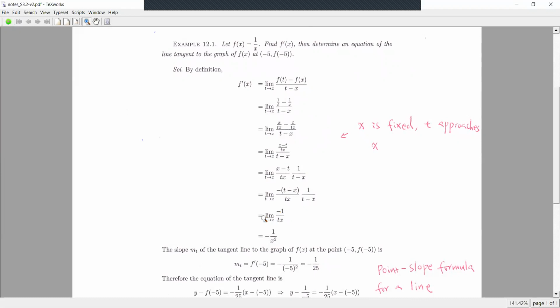Now, to find this limit, t approaches x. Plug in x in t. Then the limit is negative 1 over x squared. Negative 1 over x squared is the derivative of this function, 1 over x.